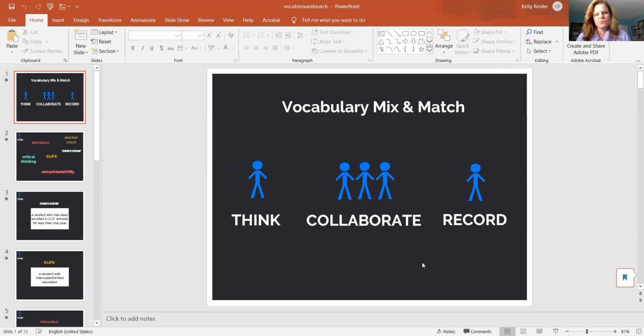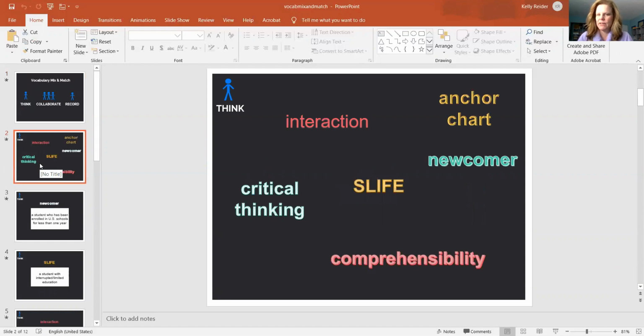I use these symbols with students to show when they're working individually, when I want them to collaborate, and then again individually to do their record. In this case, I have them working in groups of three, so I put the three little people there. So this sets up the comprehensibility to say, first you're going to think alone, then you're going to work in groups of three, and then you're going to come back again and record, take notes. Right. So then I would first show the words and read through them.